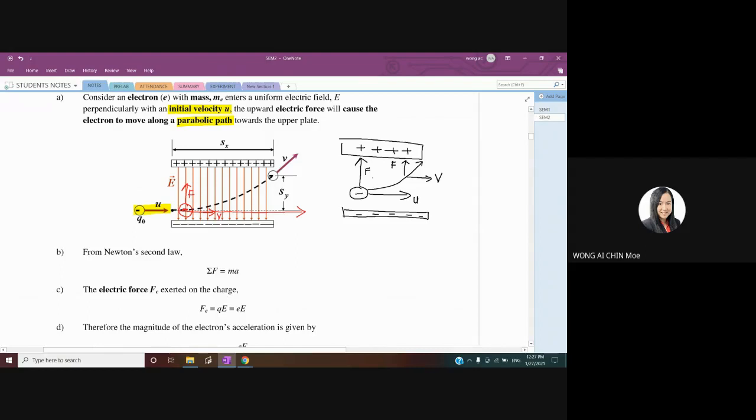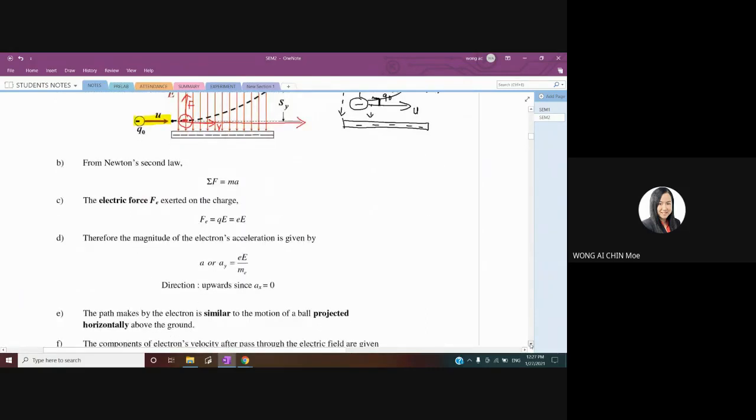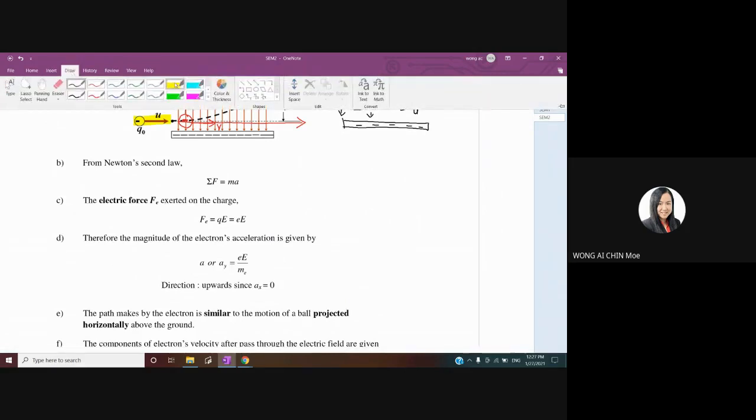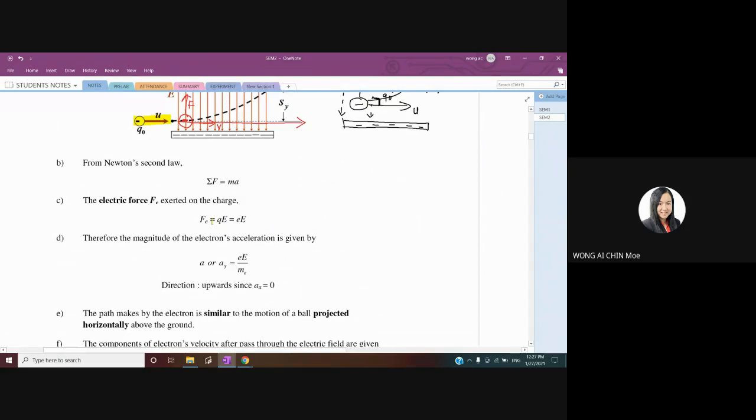Because your field is in this direction. So this is your field, and your field is perpendicular to your velocity, so it's 90 degrees. Okay, so we look at the equations. From Newton's second law, F equals ma. So the electric force, F equals ma, and we can also write it as F equals EQ or QE.